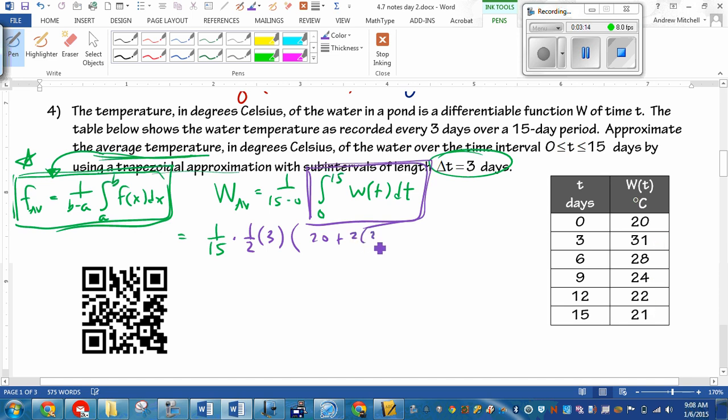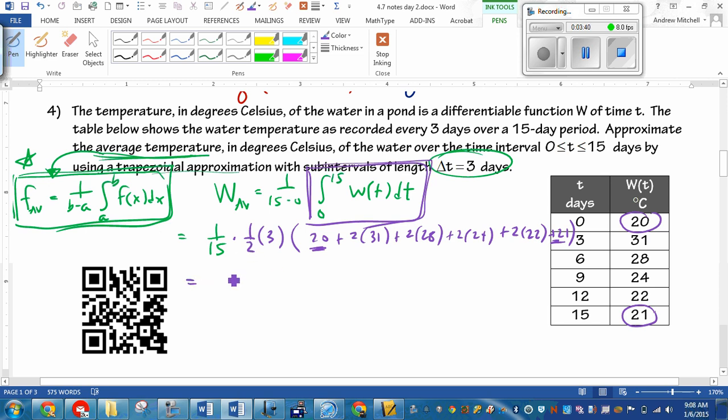So we have 2 times 31, plus 2 times 28, plus 2 times 24, plus 2 times 22, plus 21. Remember, the first one and the last one are only used once. Everything in between is used twice, because it's in 2 different trapezoids.